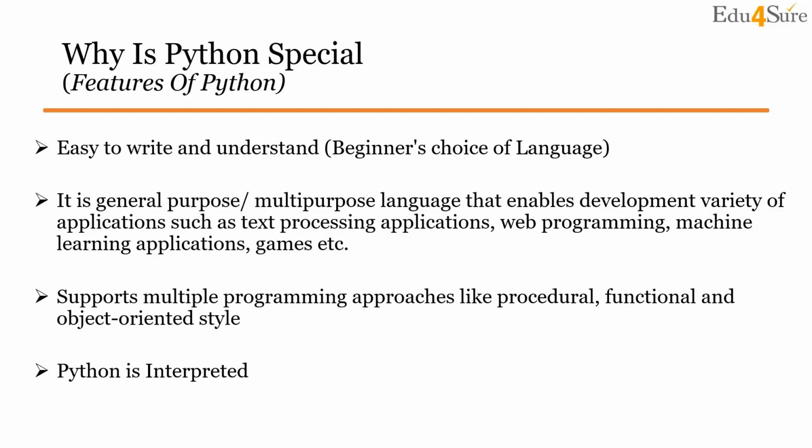The simple syntax structure of Python is very important for programming because it helps the programmer to grasp the concept easily and write the code very effectively. Python is a very general-purpose and multi-purpose language because it helps us to develop a wide variety of applications, may it be text processing applications or web programming applications, machine learning applications, games, data science applications, and so on.